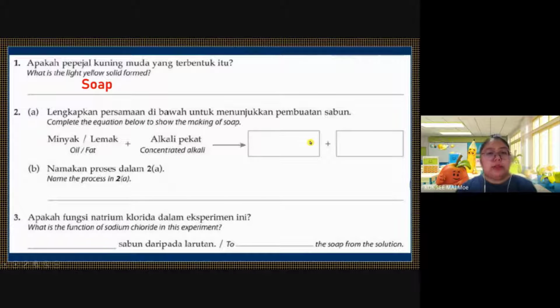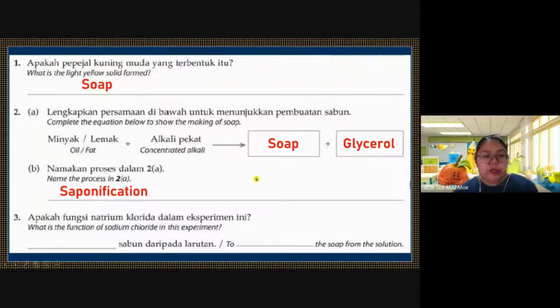Okay, what is the equation for this experiment? It's oil joined together with the concentrated alkaline. After that, what do they produce? First one is a salt. Another one is glycerol. This one is the equation for the saponification. Name the process: the process is saponification.